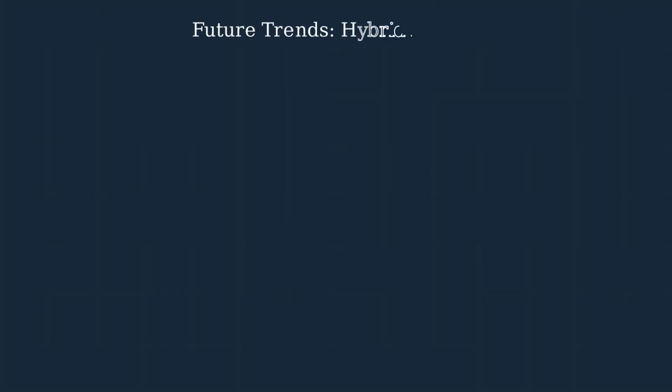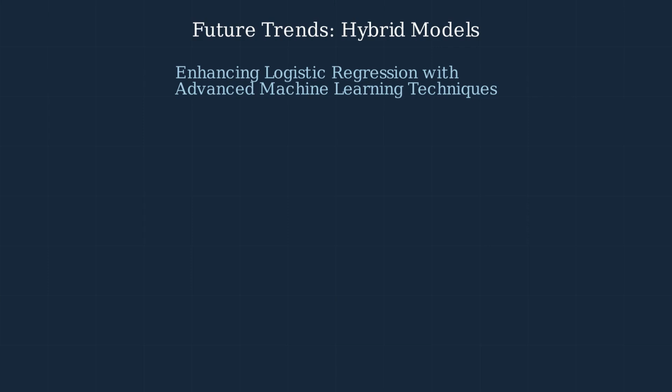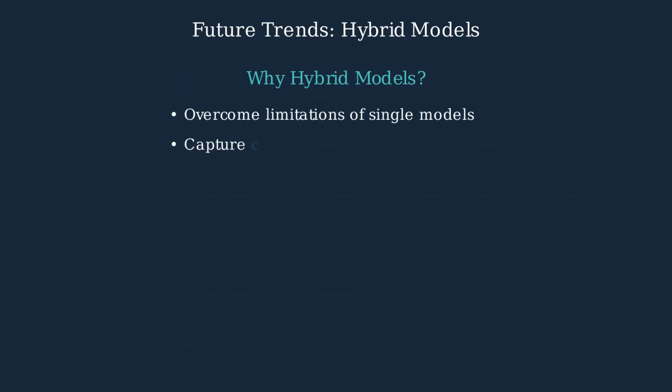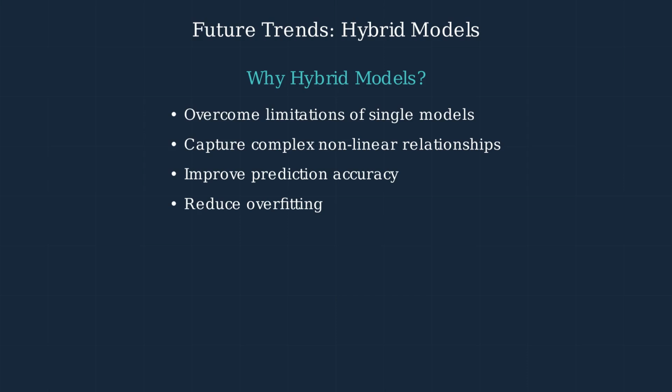Future trends in logistic regression involve combining it with other machine learning algorithms to create more powerful predictive models. Hybrid models aim to overcome the limitations of single algorithms. By combining logistic regression with other techniques, we can capture complex nonlinear relationships, improve prediction accuracy, and reduce overfitting.